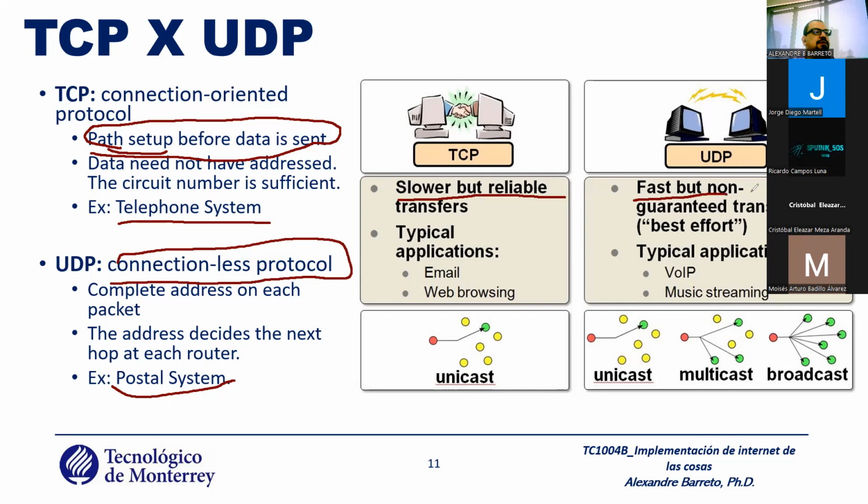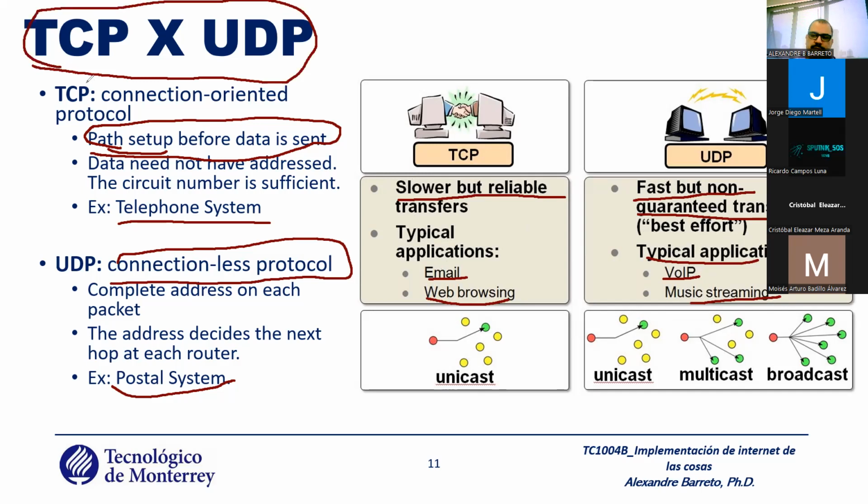The UDP is fast, but it's a no guarantee transfer. Typical applications for TCP are email and web browsing, and typical applications for UDP are VoIP and music streaming. About unicast and multicast, we don't talk about it today, okay? So again, during the network course, you study it again in detail. We implement this protocol. You use the Cisco routers to implement these protocols. Okay, the idea here is only to have a big view.